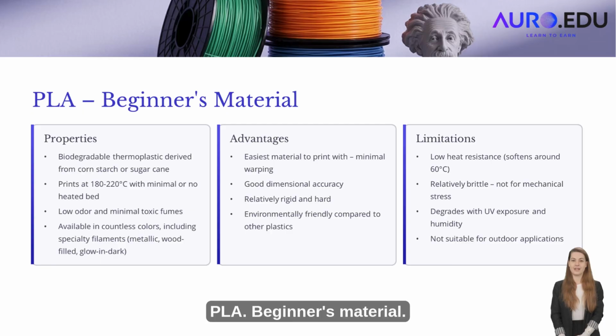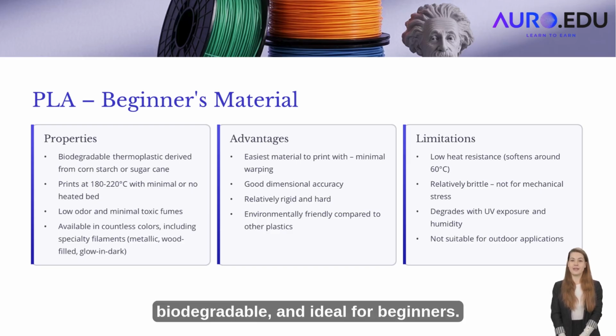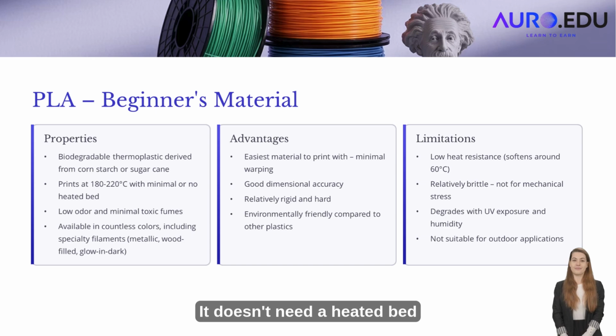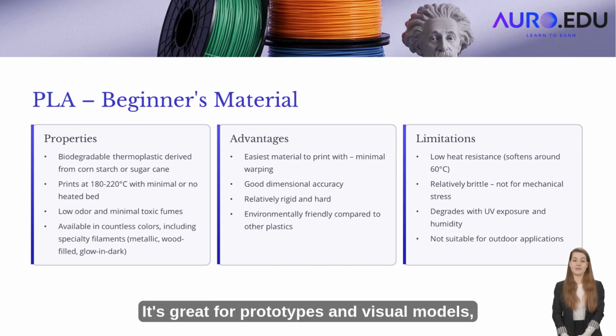11. PLA, Beginner's Material. PLA is easy to print, biodegradable, and ideal for beginners. It doesn't need a heated bed and has minimal warping. It's great for prototypes and visual models, but isn't very strong or heat-resistant. Available in many colors and effects.